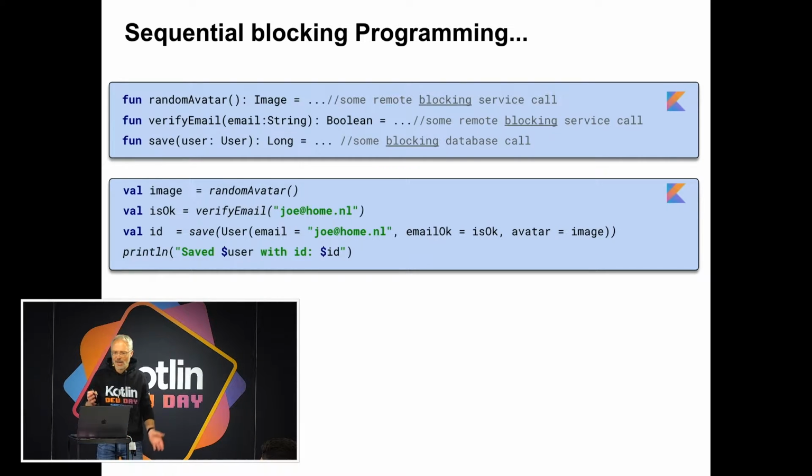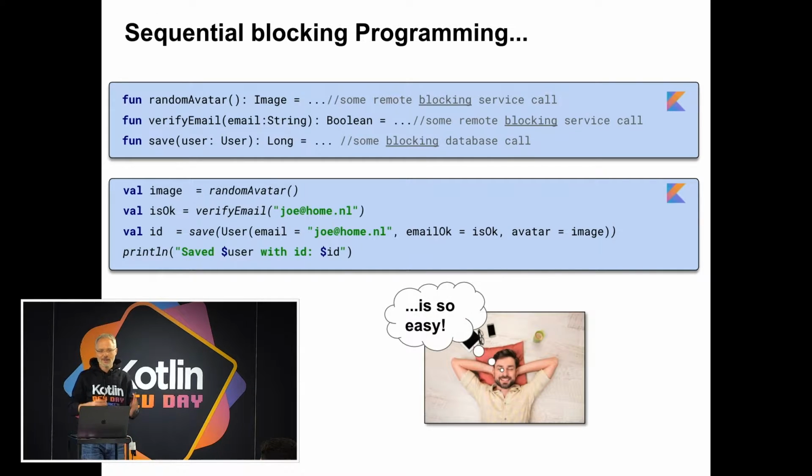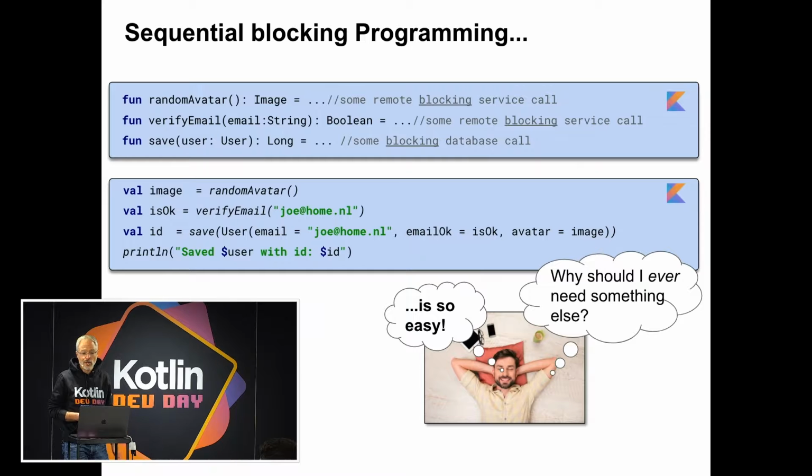So what we do here is quite a simple thing. We eventually save a user in a database, and before that we fetch a random avatar, we verify an email, which are all remote network calls. And also, of course, the save action in database will be a remote call. So far, so good. You might think, okay, what's the big deal about that? And like this lazy guy thinking, yeah, why should I ever learn something new? Or something else, because it kind of works. It depicts really the intent of what I want to express. There's no additional abstraction involved, so we're fine to go.